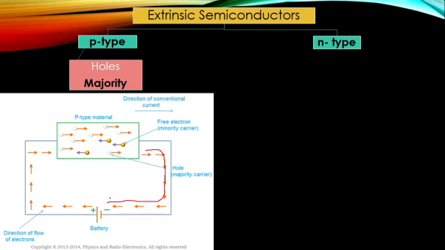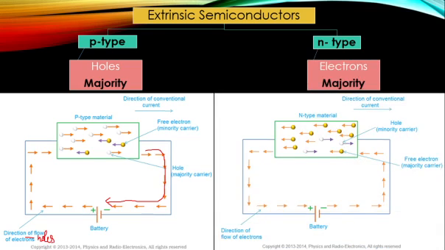The hole direction is given like this, and the electron direction will be opposite to that. So the major flow is due to the holes. The orange line shows the conduction of holes. And in the case of n-type semiconductors, electrons are the majority.